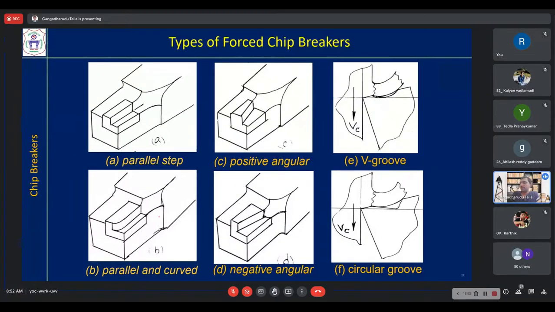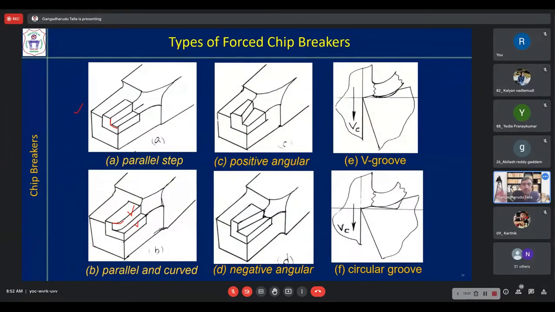Now, there are different types of chip breakers. The first one is the parallel step. You are providing this kind of step on the rake surface of the cutting tool, and of course the flank is also involved. Simply a parallel step. The second is parallel and curved. This is a parallel step, and there is some curvature at the end. That is the second type. Next is positive angular.